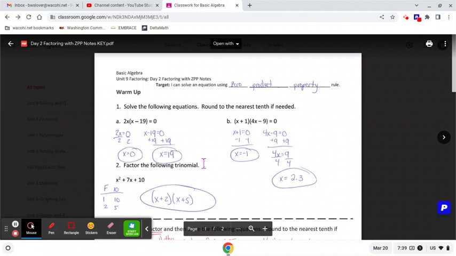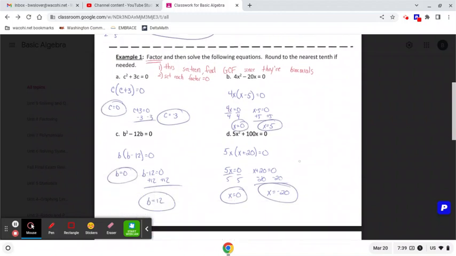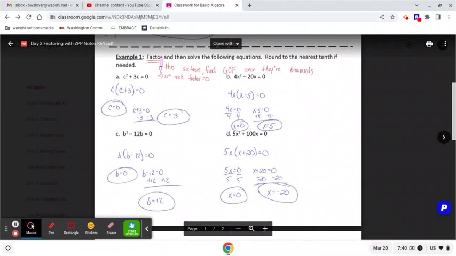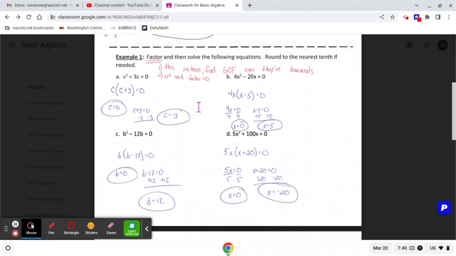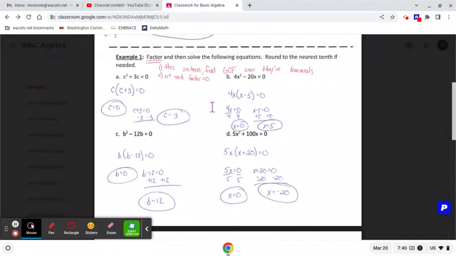And then warm-up question 2 is just having you factor the trinomial, because today we are combining both of these. I'm going to have you factor and then solve. So the first example says factor and then solve the following equations, round to the nearest tenth if needed. This first section is just finding the greatest common factor of the binomials and then solving.